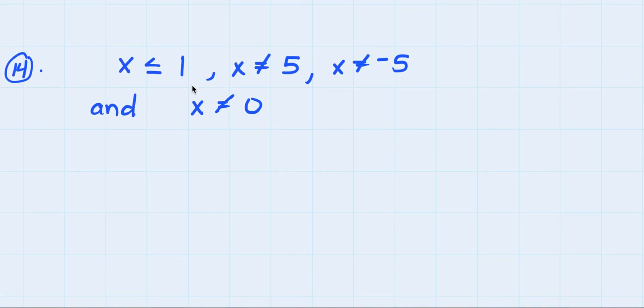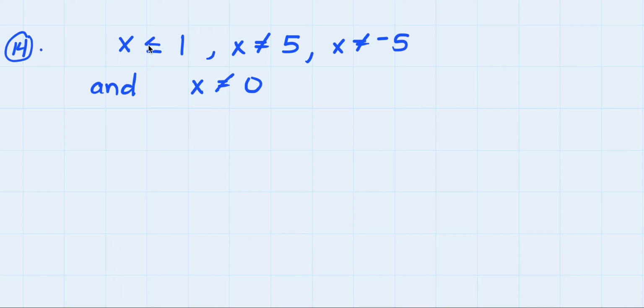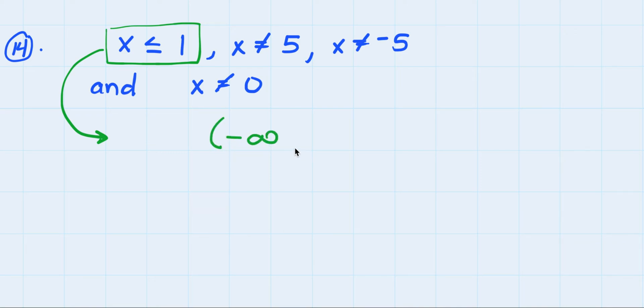Okay, we're getting more complicated. Here I have that x is less than or equal to 1, x is not 5, x is not negative 5, and x is not 0. Let's see if we can put this in the interval notation. I'm going to start with this piece. How would I just write this piece? X is less than or equal to 1. Well, I'm not going to have a lower bound, so I'm going to go to negative infinity, parentheses, comma, 1, and because I can equal 1, I'm going to put a bracket here.